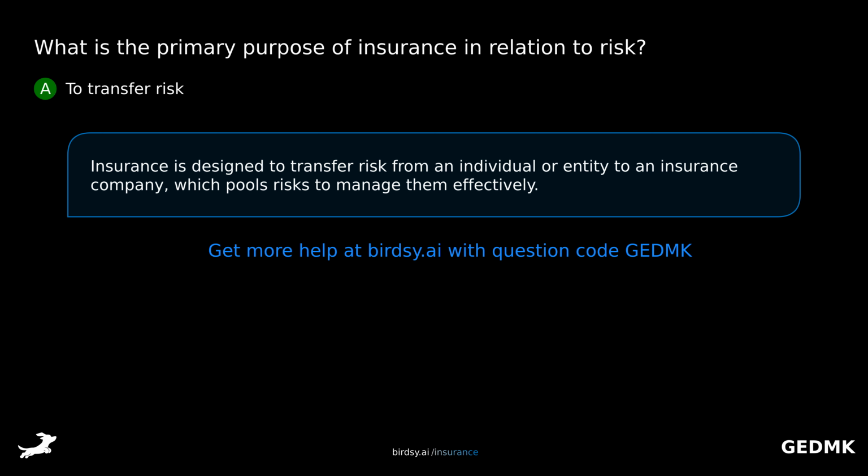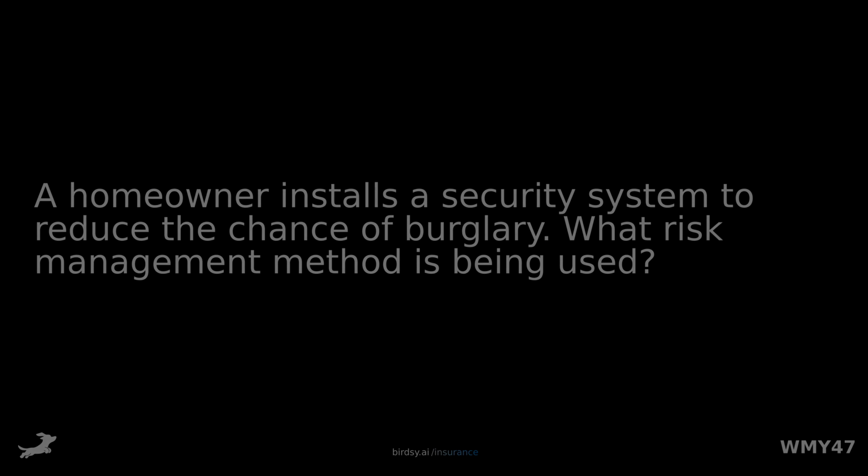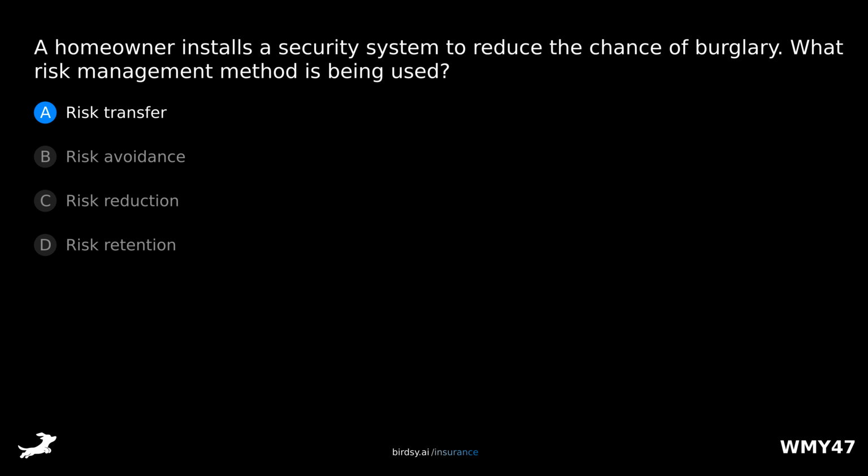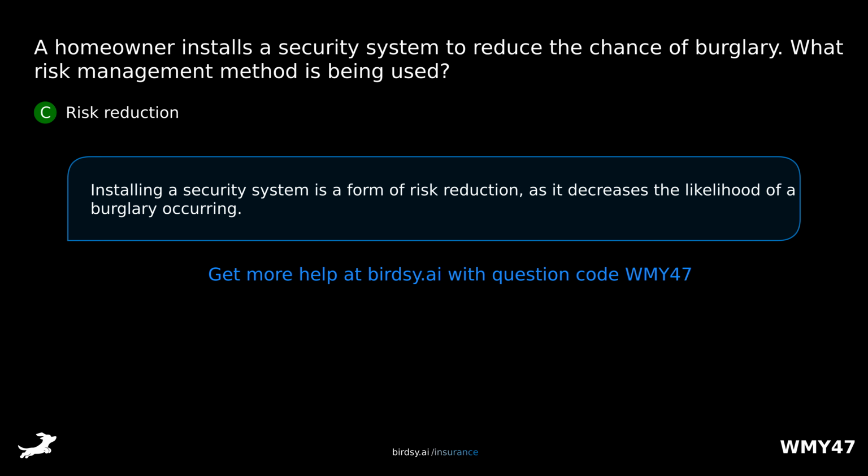Insurance is designed to transfer risk from an individual or entity to an insurance company, which pools risks to manage them effectively. A homeowner installs a security system to reduce the chance of burglary. What risk management method is being used? Is it A, risk transfer, B, risk avoidance, C, risk reduction, or D, risk retention? The answer is C, risk reduction. Installing a security system is a form of risk reduction, as it decreases the likelihood of a burglary occurring.